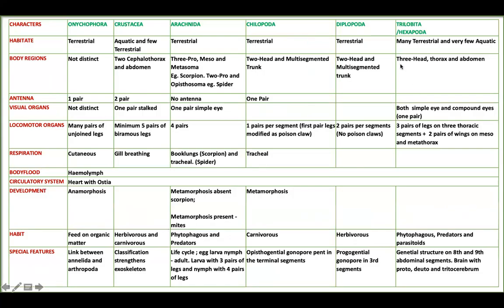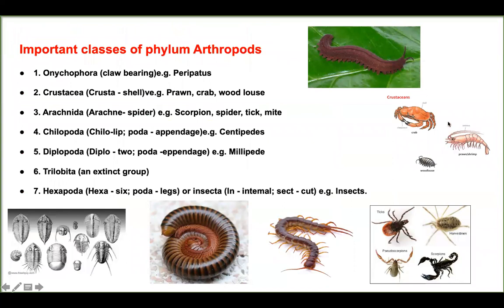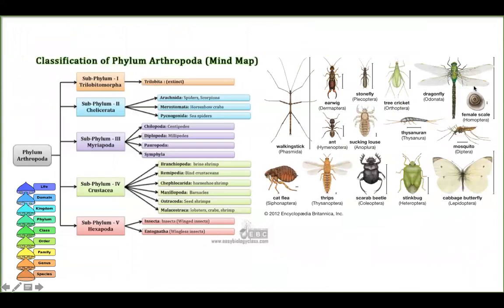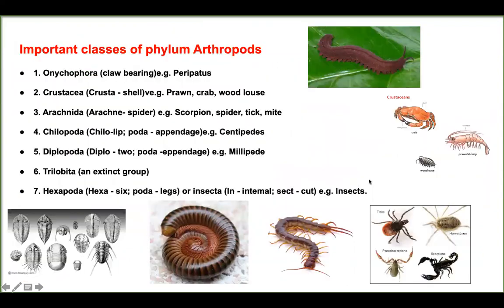And then in Insecta there are three segments: the head, thorax, and abdomen. Here you can see in the case of Insecta there are three segments, that is head, thorax, and abdomen, all having the head, thorax, and abdomen.